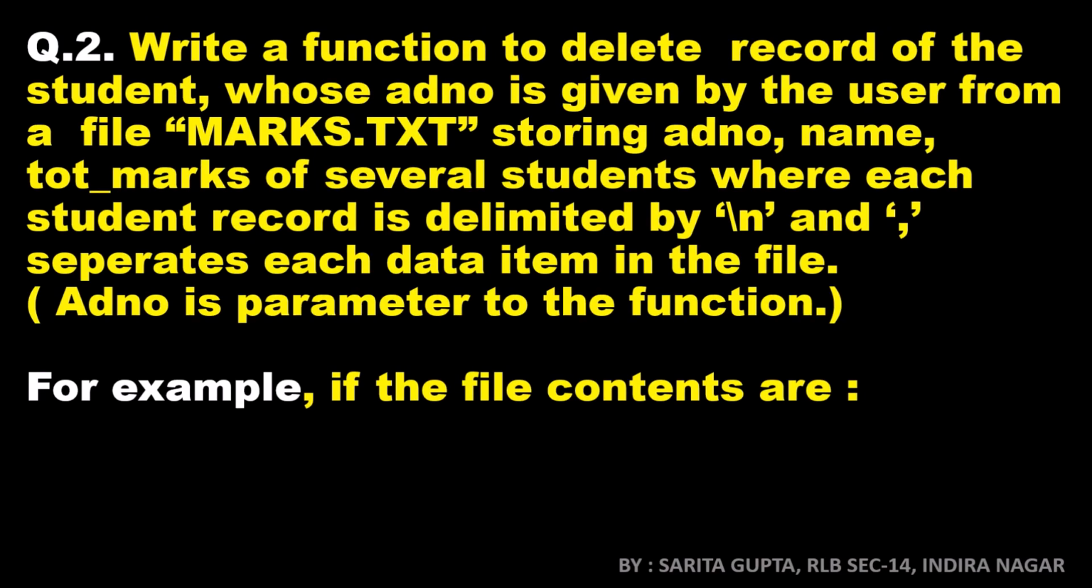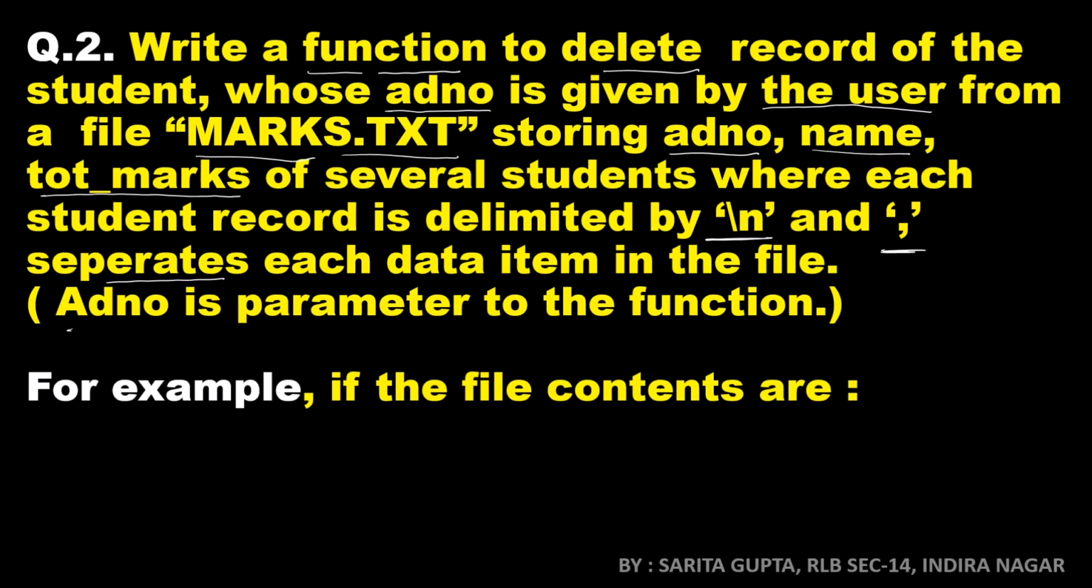Now see another question. You have to write a function to delete the record of a student whose admission number is given by the user from a file marks.txt, where the file is storing admission number, name and total marks of multiple students, where each student record is delimited by a slash n and each data item is separated by a comma.